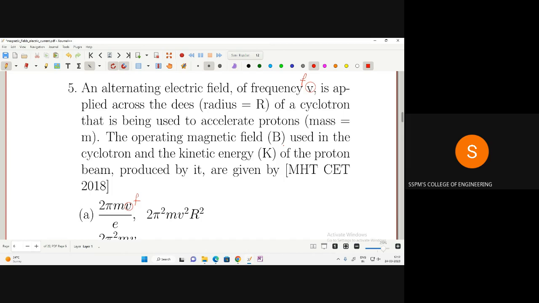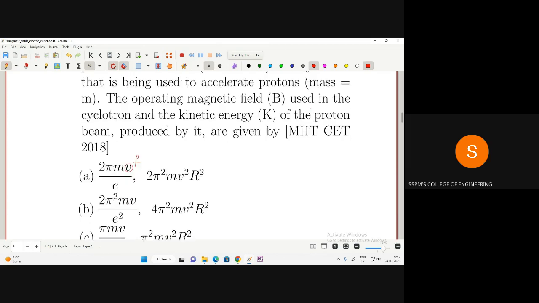It is applied across the Ds of a cyclotron. There are two Ds where the alternating voltage is given with the frequency f across these two Ds. Let me draw the figure of the experimental arrangement. There are two Ds made of metal like this, and the voltage is applied across these two Ds. It is denoted by potential V, and the frequency of the alternating voltage is f.